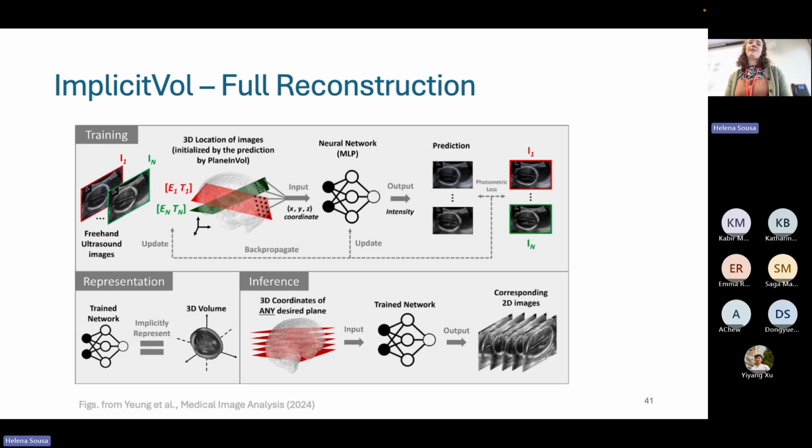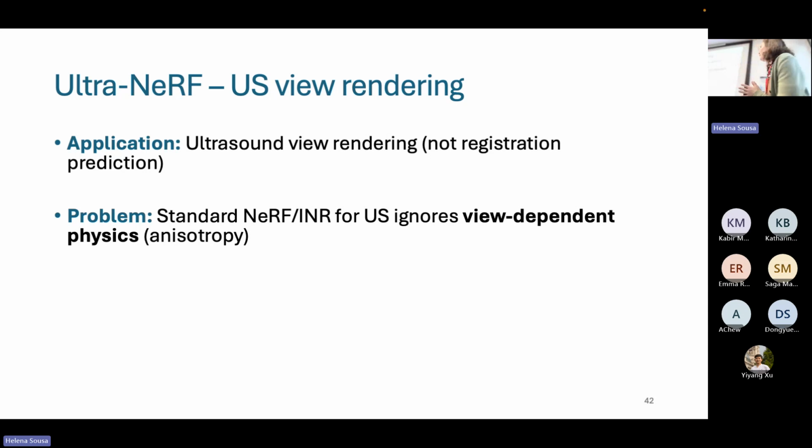One issue with this approach is that it doesn't actually account for the view dependency inherent to ultrasound. This is quite an important problem, because in ultrasound, depending on where your probe is located, you would have different artifacts. You might have different intensities, you might have shadowing. And so the previous approach didn't really study this at all. So I'm just going to briefly go through this reference, which was UltraNeRF for ultrasound view rendering, which is quite an interesting alternative for accounting for this problem.